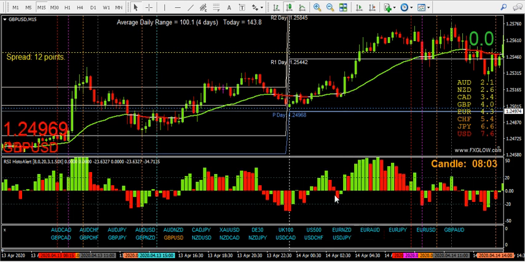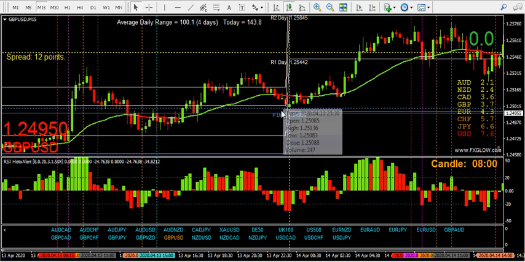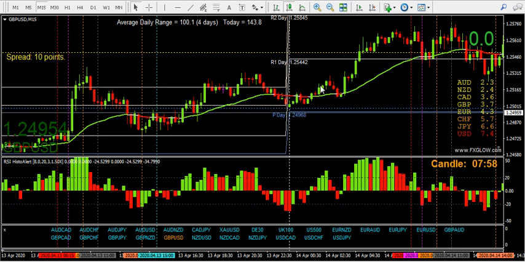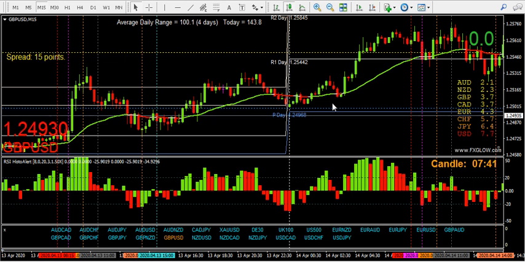I'll describe that again. Swing 1, swing 2, swing 3, swing 4 is the pullback, swing 5 is where you want to be entering. As you can see, this is a 15-minute chart. I've just randomly picked this swing trend here.